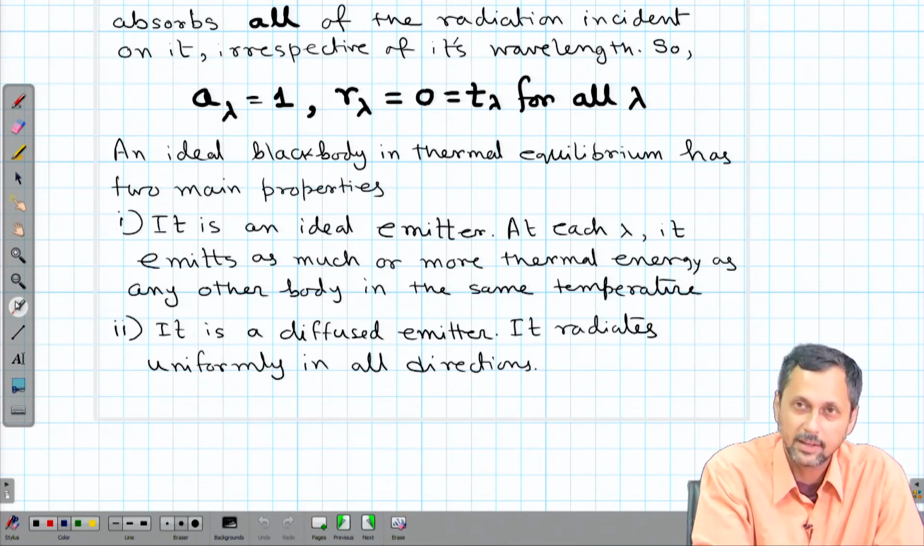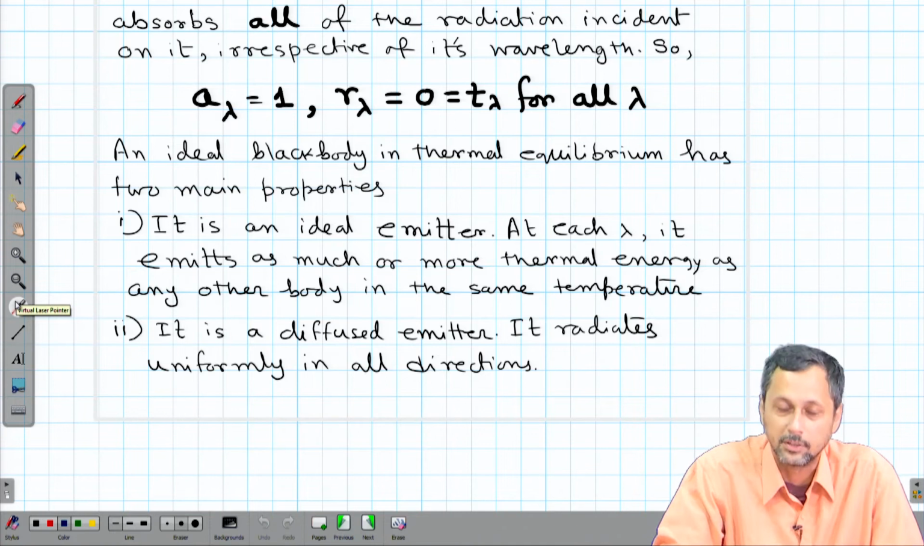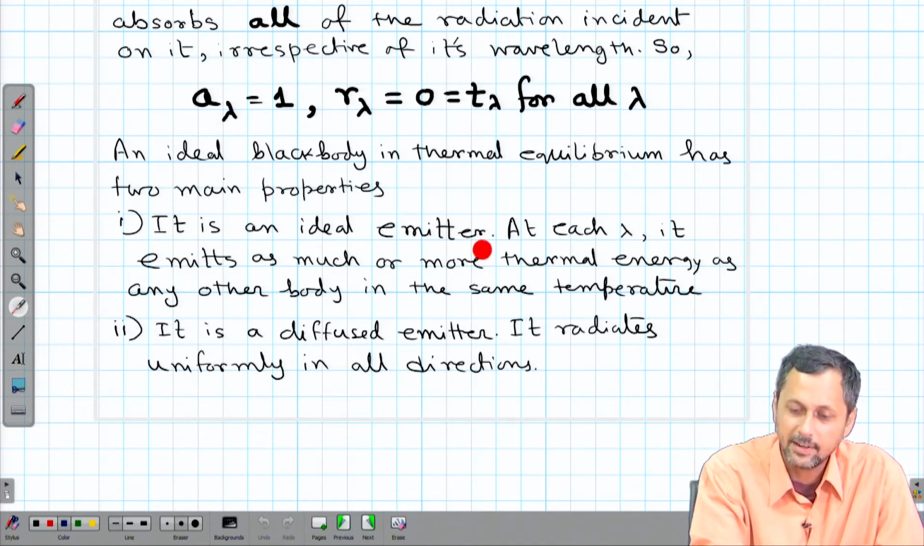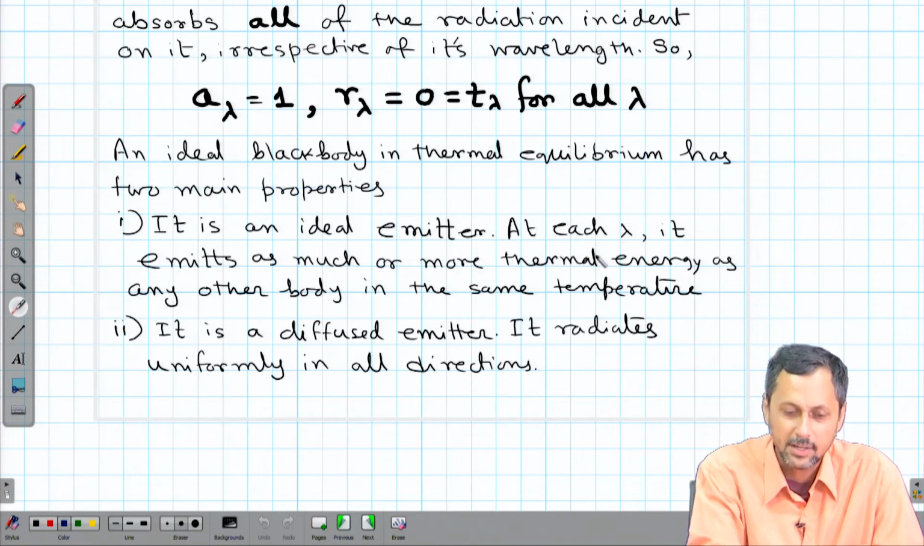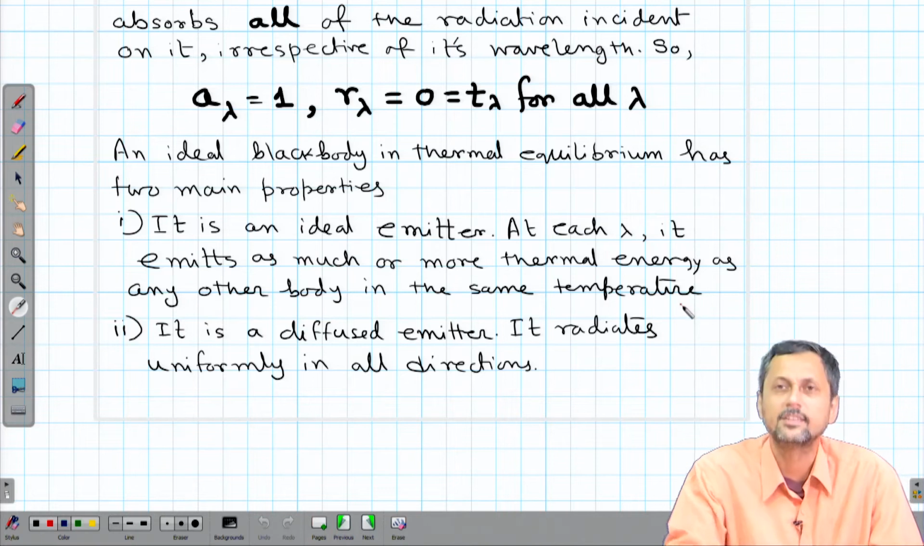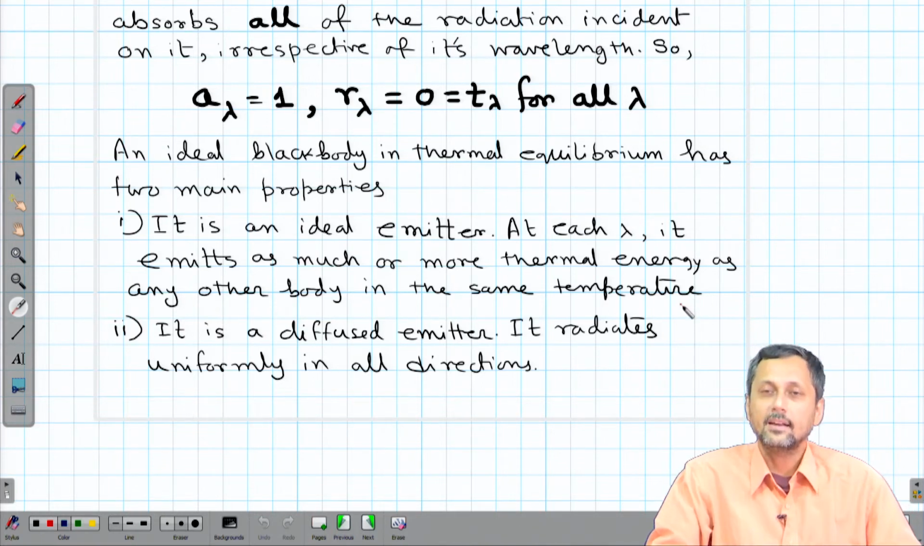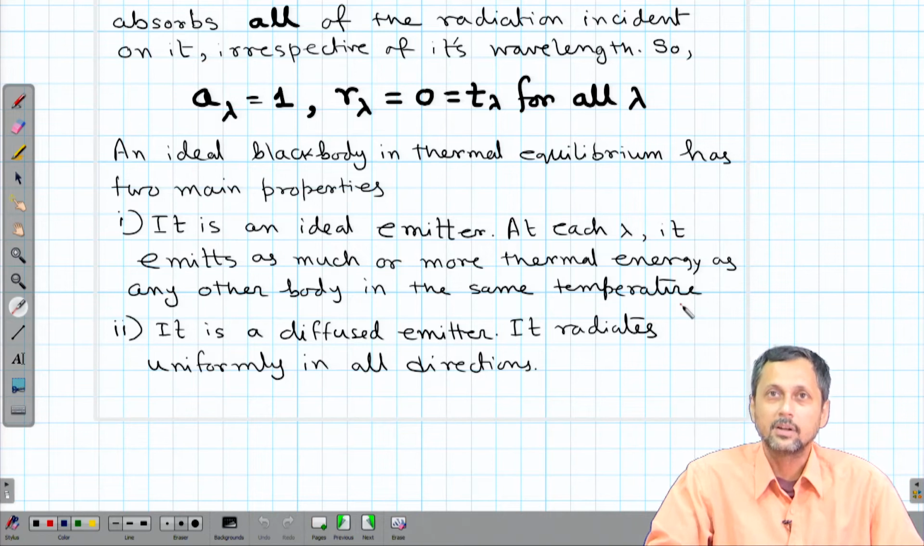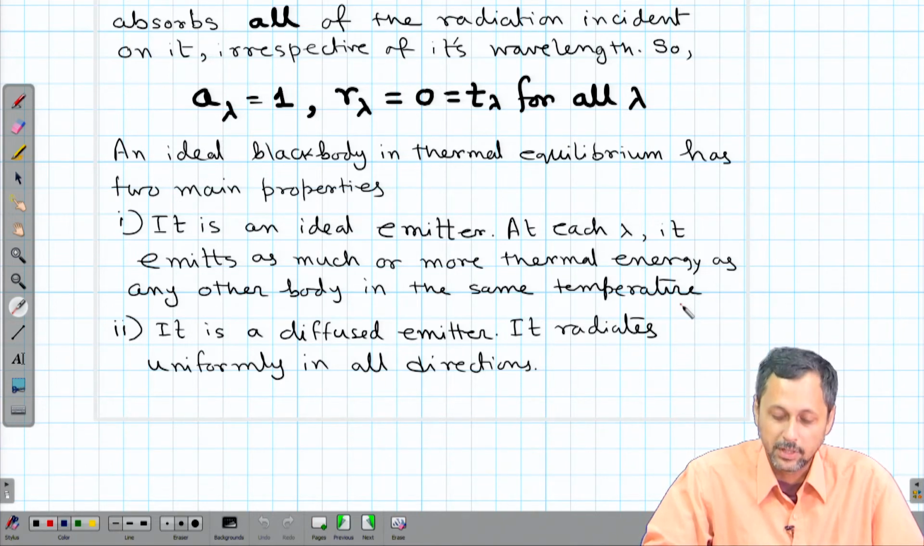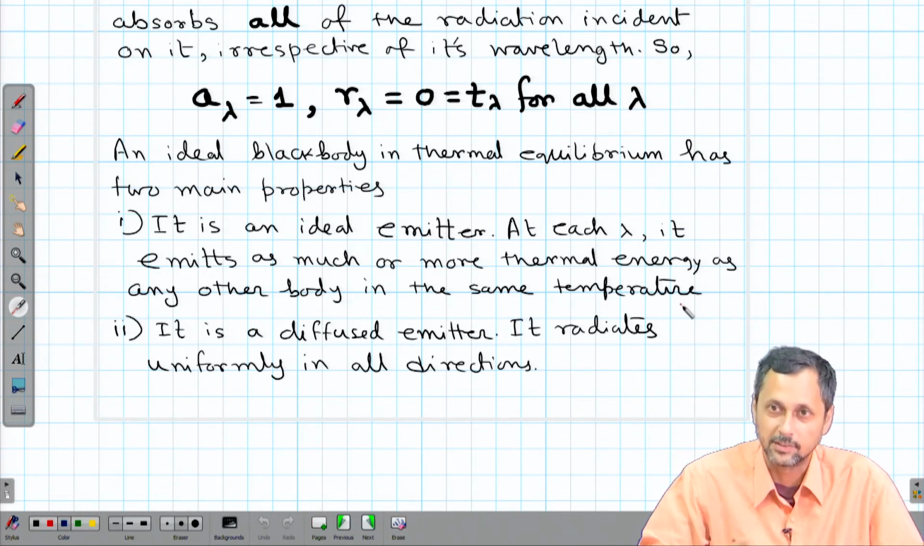And that can be proved, that is a direct consequence of Kirchhoff's law actually. So, it is an ideal emitter, and for each lambda it emits as much or more thermal energy as any other body at the same temperature. So, that means at a given temperature and given wavelength, a black body is the best emitter among all other possible objects. So, this is one concept that will come out as a natural consequence of Kirchhoff's law, which we will be covering within this lecture itself.